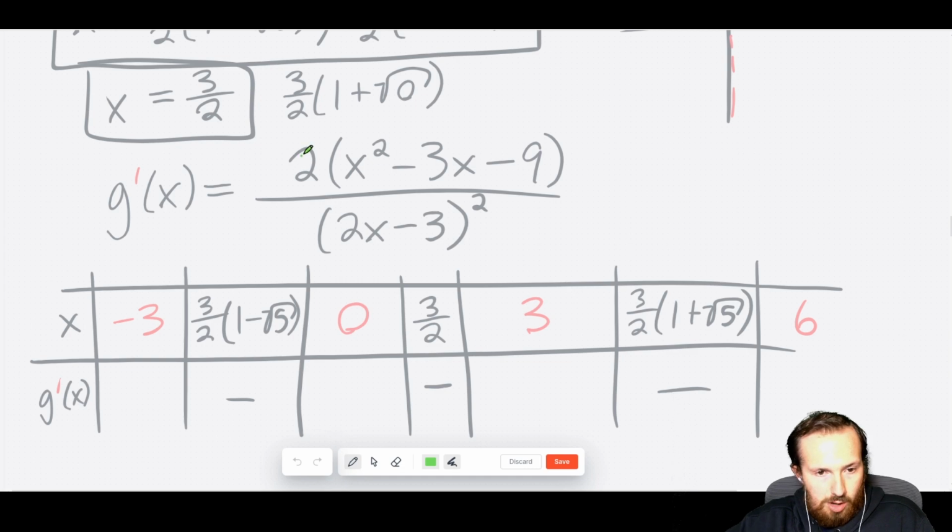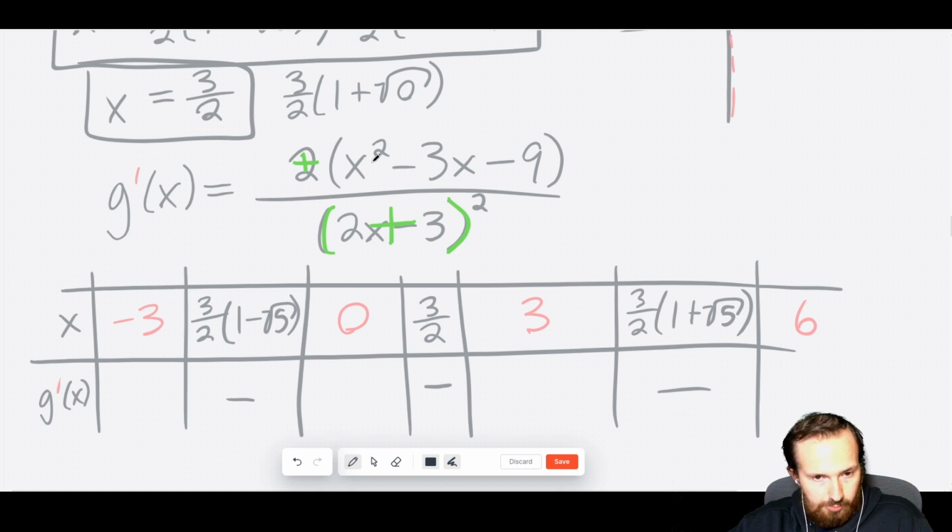Now here, hopefully it makes sense that 2 is always going to be 2 no matter what we plug in for x. And also, this whole thing down here is always going to be positive no matter what we plug in for x, because even if we plugged in an x that made this negative, it's going to get squared afterwards anyway. So what it really comes down to is whether it's positive or negative if we plug it into here. So that's what we really need to think about.